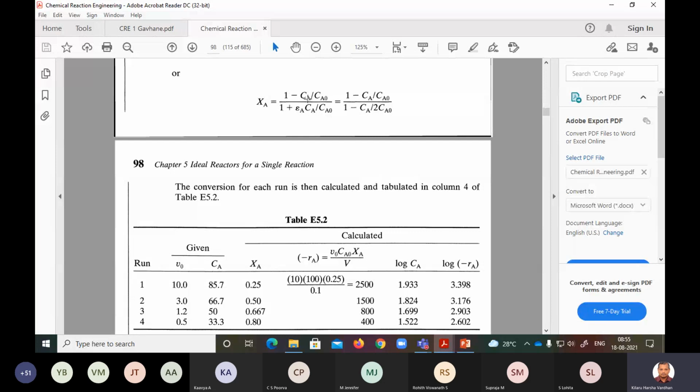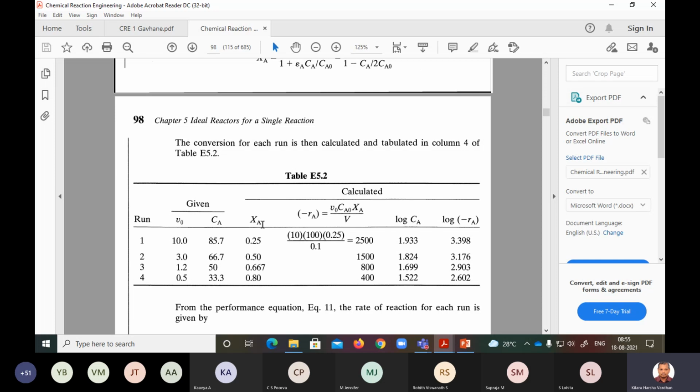You can put CA in this expression and then calculate the different XAs, because CA naught is constant, whereas CA is changing with respect to time. So from that we can calculate XA. For this particular run, XA is this. Then minus RA is V naught CA naught by V into XA.